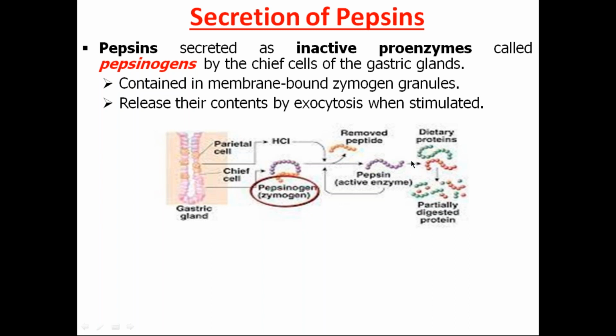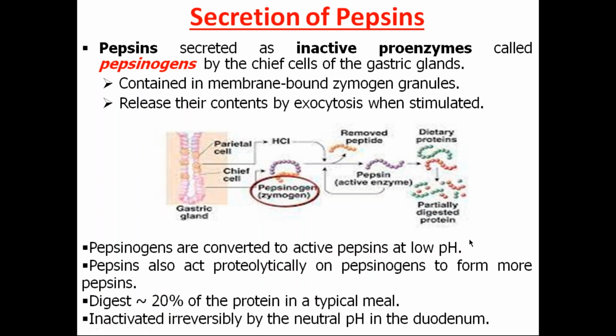and this pepsin begins the digestion of dietary proteins, and it will lead to partially digested proteins. Right? They digest about 20% of the proteins in a typical meal, and they are inactivated irreversibly by the neutral pH in the duodenum. So it stays within the stomach. In the duodenum, the bicarbonate ions would be in excess, the environment would be alkaline, so pepsin would stop acting.